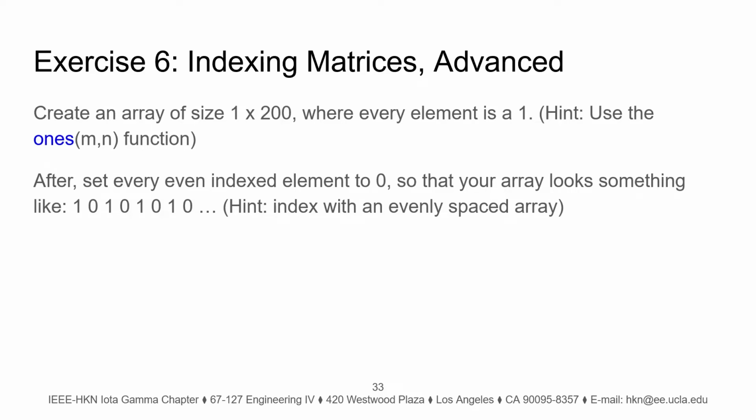Now for our sixth exercise, a more advanced problem on indexing matrices. Create an array of size 1 by 200 where every element is a 1. As a hint, use the ones(m, n) function. Afterwards, set every other indexed element to 0 so that your array looks something like 1, 0, 1, 0, 1, 0, etc. Hint, index with an evenly spaced array.